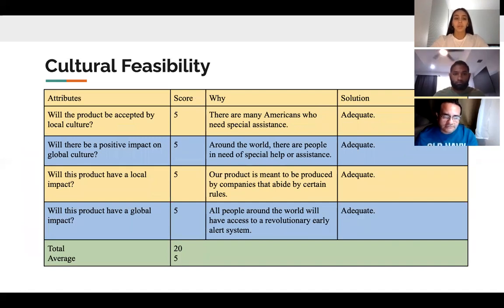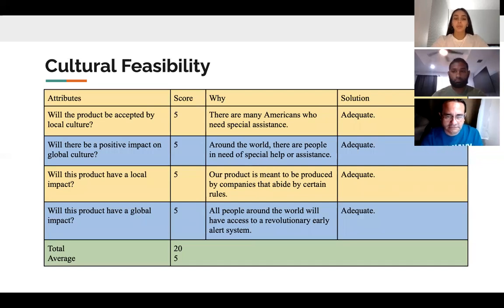Yes, I think it will. We give it a 5, and it's because there's a lot of Americans with any disabilities or special needs that need this type of product to be able to help them with anything they need. Will there be a positive impact on global culture?